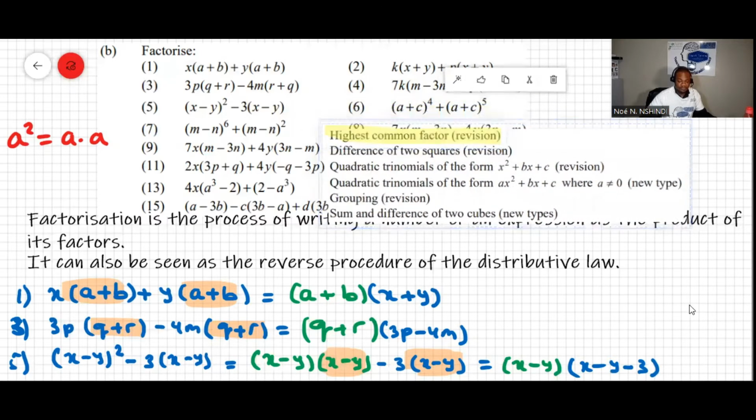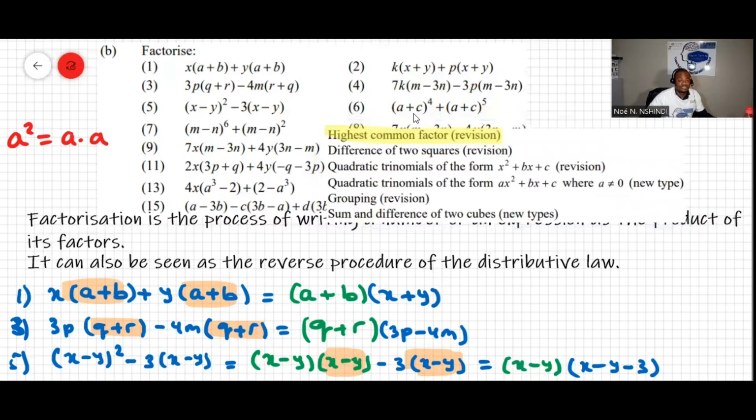The same way we did question 5, we will do also with question 6, so I'll leave this one for you to practice. Understand that here it's like a plus c 4 times, and then this is a plus c 5 times. So you can just take a plus c to the power of 4 as the common factor.